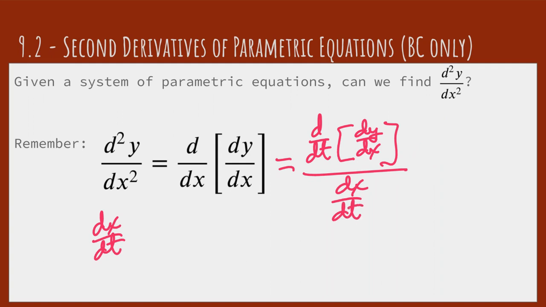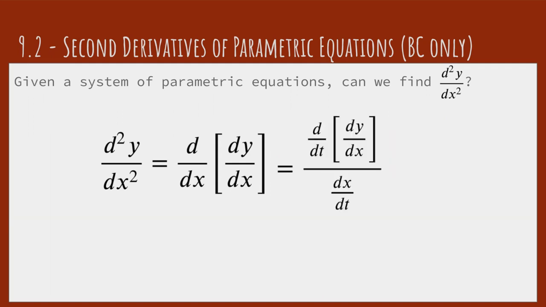So this is essentially just a formula that you need to know. In order to take the second derivative, we can take this formula. To take the second derivative of a derivative that's in terms of t, we take that derivative with respect to t, but then to account for the fact that we're taking the derivative with respect to a different variable, we have to divide by dx/dt.